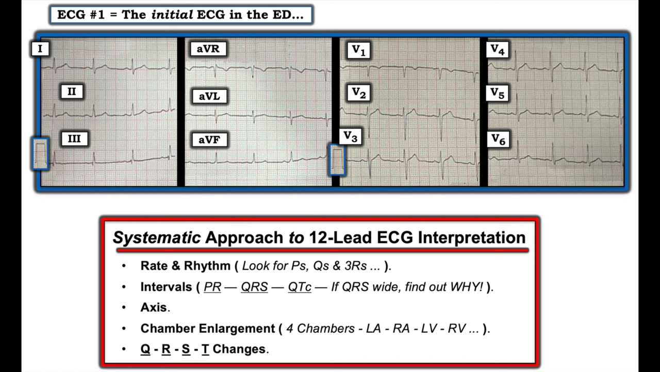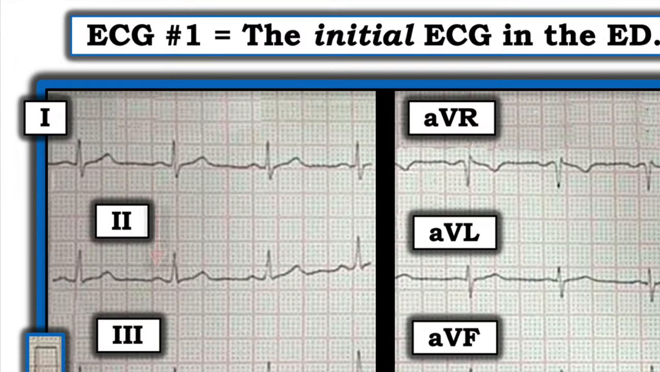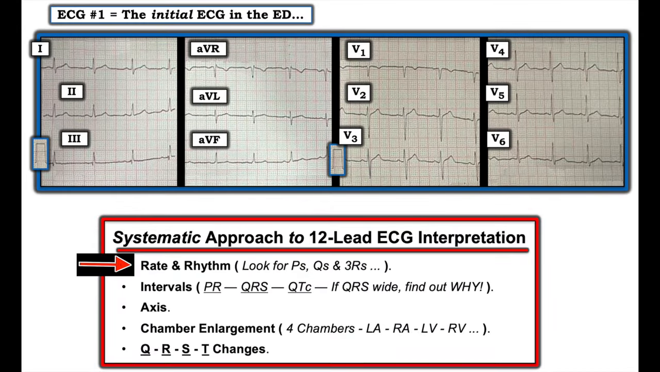So rate and rhythm, what do you think? We don't have a long lead rhythm strip here. We can focus, however, on lead two. We see an upright P wave in lead two and we see a narrow QRS. This P wave is related to the QRS with a fixed and normal PR interval. This is normal sinus rhythm. The rate is a little bit faster than 75, maybe 80 beats per minute. So it's a sinus rhythm about 85 per minute.